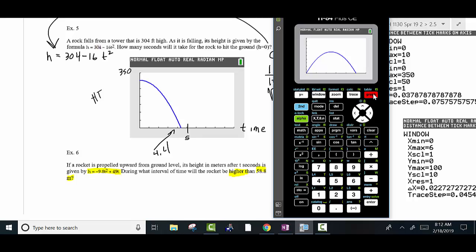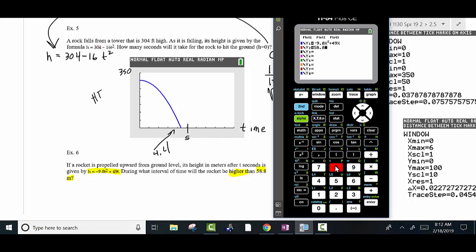Here's the idea. This is meters. What you would have to do is graph the 58.8. You would have a line, and then you should be able to figure out the interval where it's above that. So what I'll have you do is go to Y2 and put in 58.8.